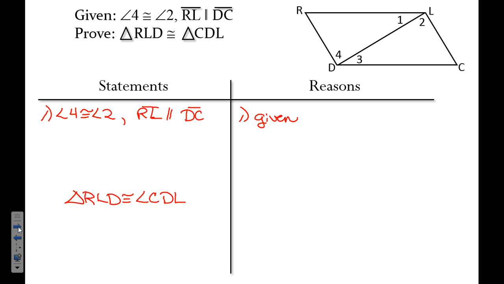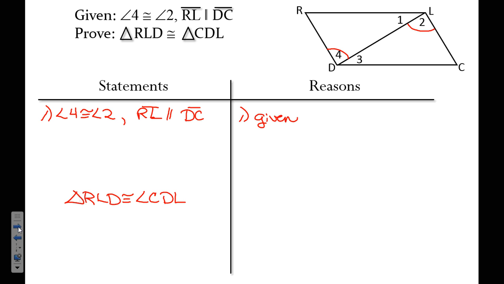RLD, CDL. Then put the marks on the triangles that match the givens. Sure you can. Angle 4 is congruent to angle 2. Make the arcs. Show that 4 is congruent to 2. Okay.